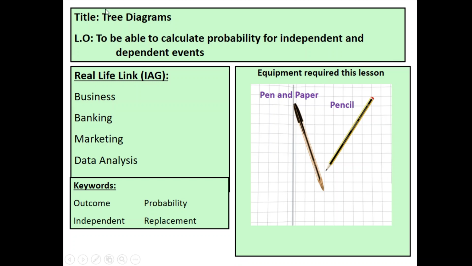What we'll be doing for today's lesson is calculating probability for independent and dependent events using tree diagrams. The keywords are outcome, independent, probability, replacement, and the equipment required for this lesson are pen, paper and a pencil.